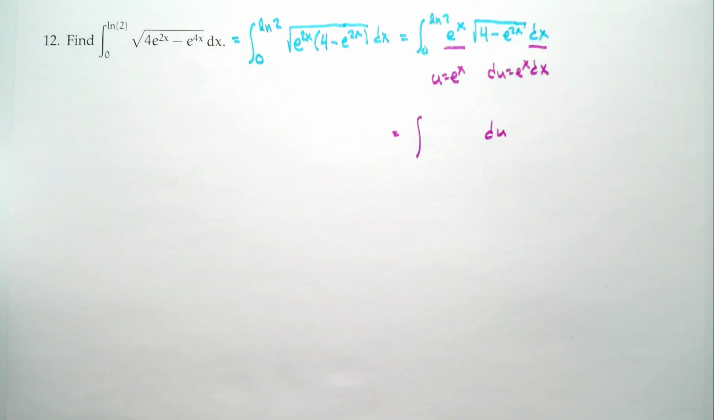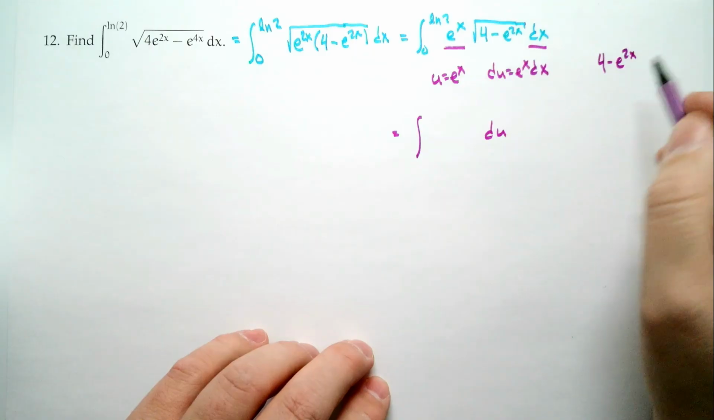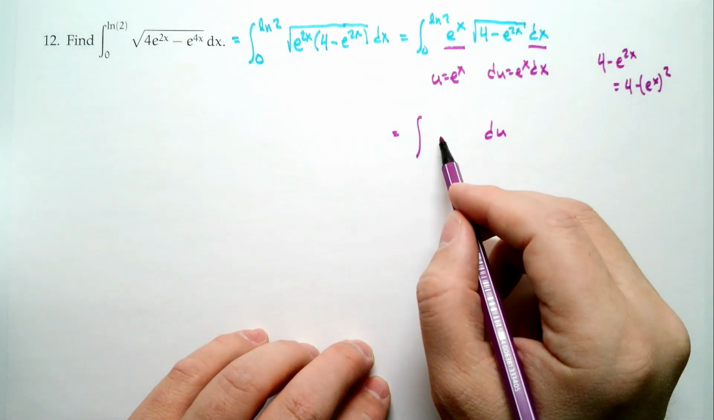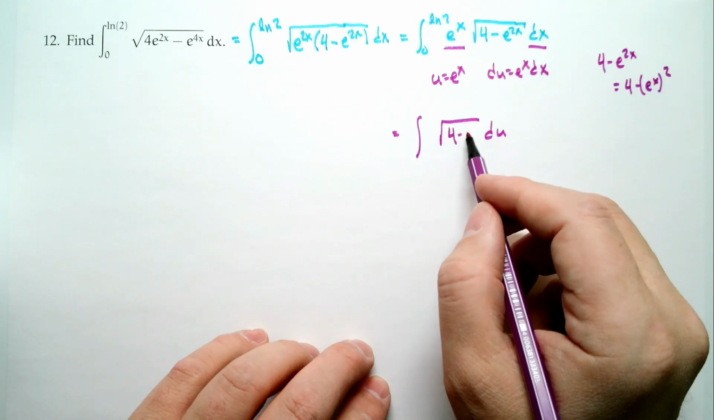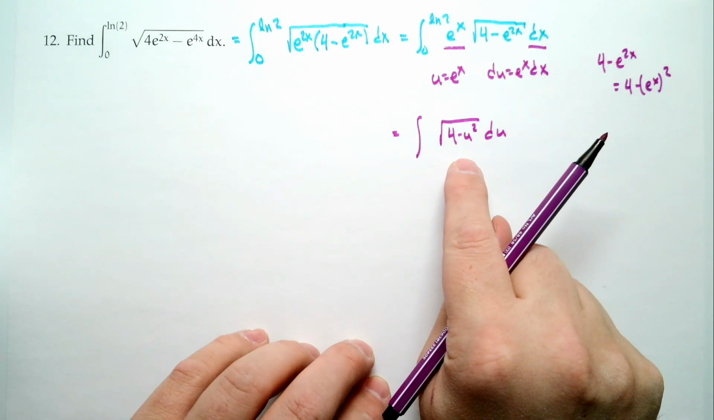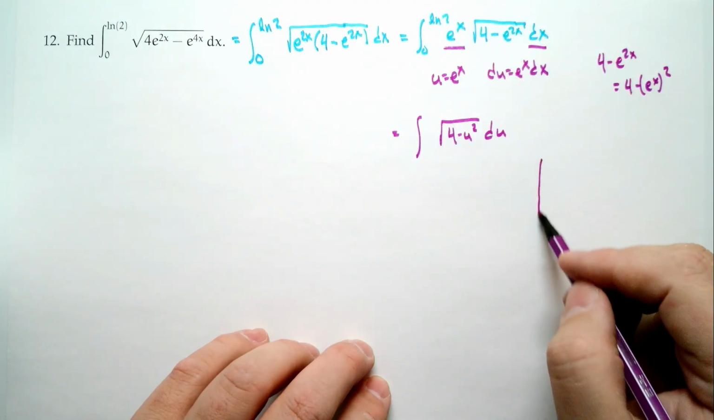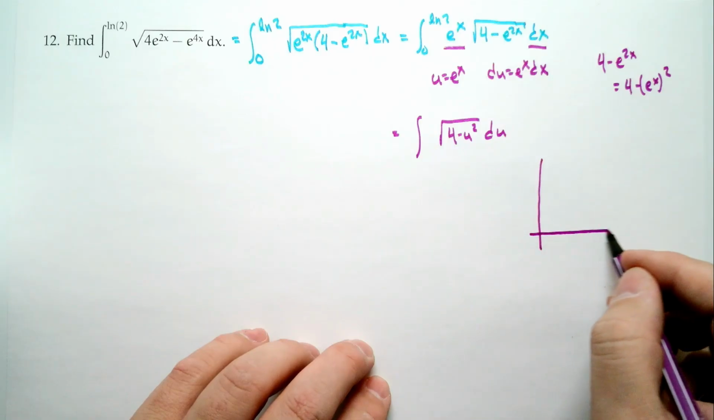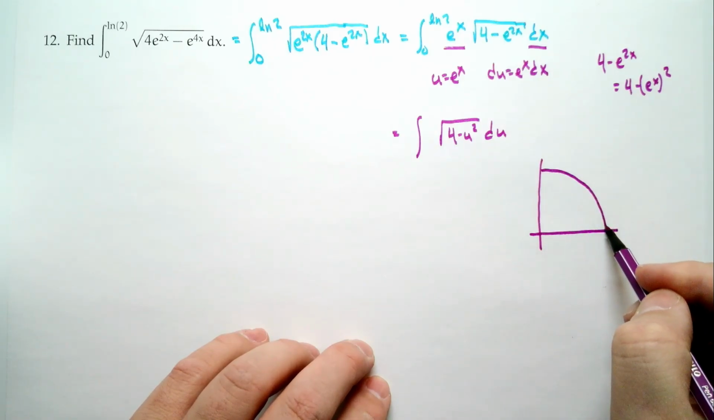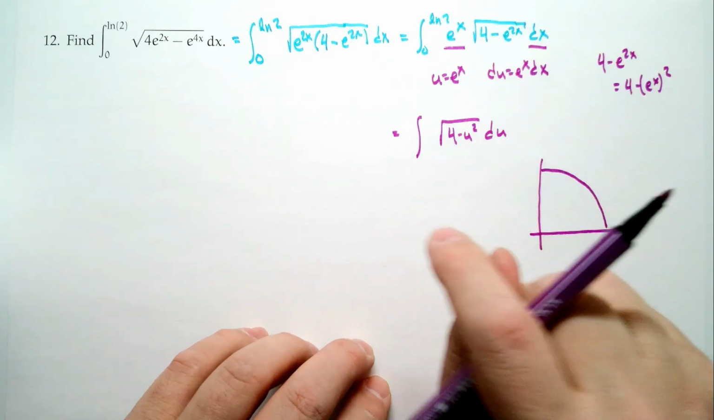See, e to the 2x, we've done this before, is the same as 4 minus e to the x squared. So it becomes the square root of 4 minus u squared. That's a circle. Do you know what circle that is? A circle of radius 2. So there's 2. Now, we're not done yet, because what haven't we done?